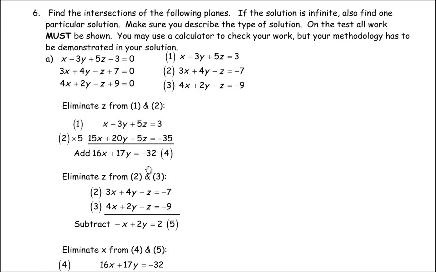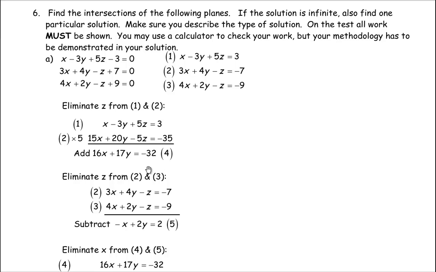You're asked to also find one particular solution, which is an example of a point that is on all of the planes. So if there's a line of intersection, then you just choose a random point on that line, and that's a point that's on all of the planes. So make sure you describe the type of solution: unique, no solution, or infinite solution. And make sure on the test you show all of your work. You can use a calculator to check your work, but all the steps have to be shown here to get full marks.